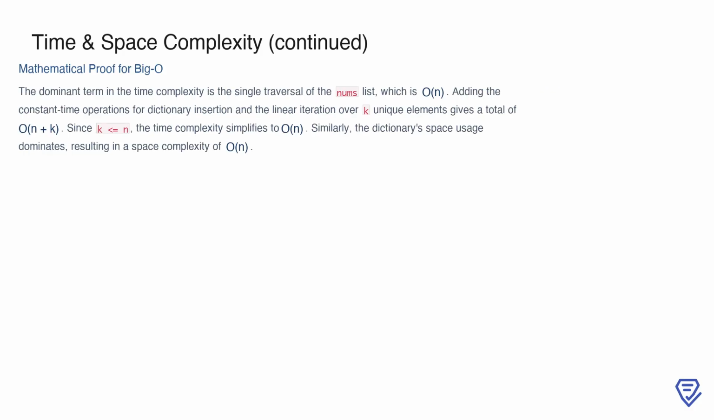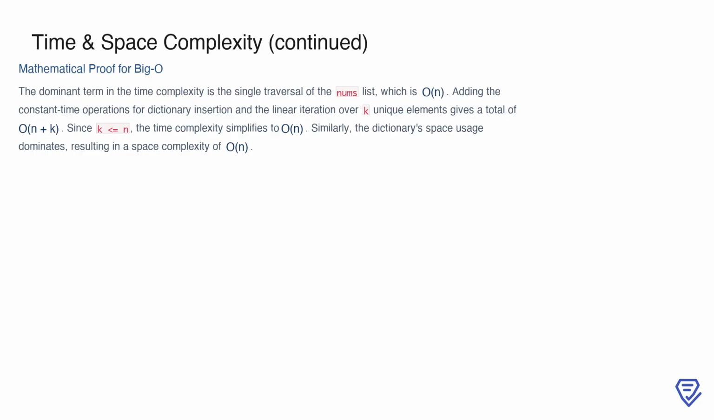To solidify our understanding, let's break down the reasoning behind the big O notation mathematically. The dominant term in the time complexity arises from the single traversal of the nums list, which contributes O(n). Adding to this, we have constant time operations for dictionary insertion and a linear iteration over k unique elements, resulting in a total time complexity of O(n + k). Since k is always less than or equal to n, this simplifies to O(n). On the space complexity side, the dictionary is the primary factor, as it stores up to k unique elements. This results in a space complexity of O(k), which again simplifies to O(n) in the worst case where k equals n.